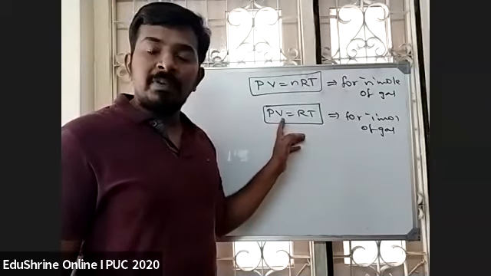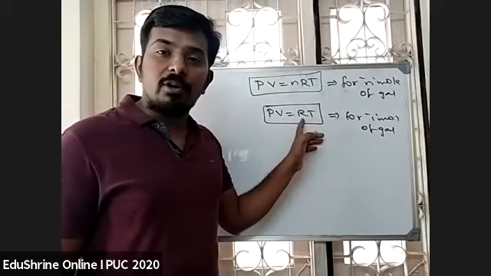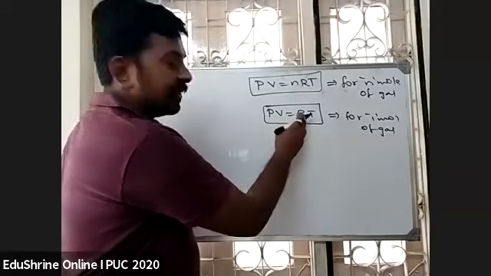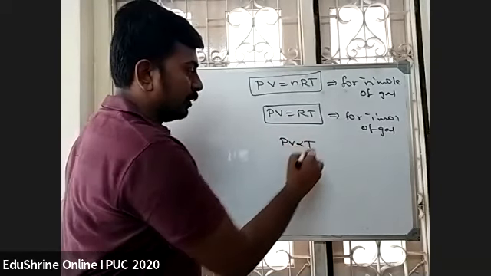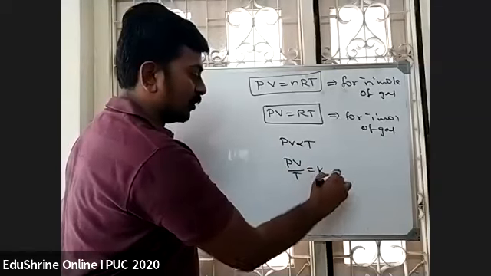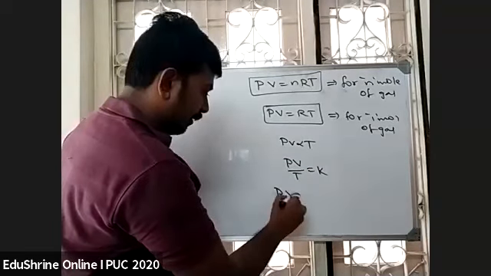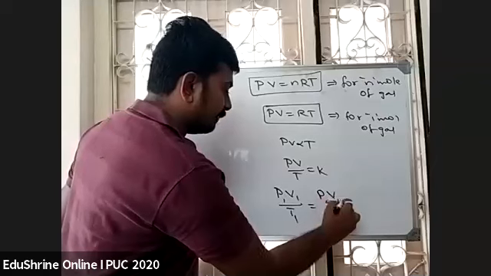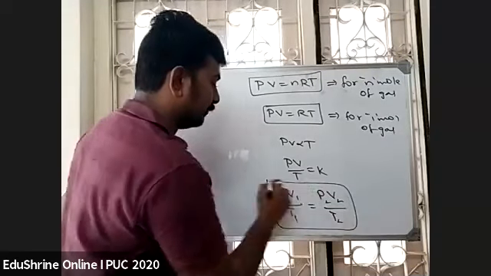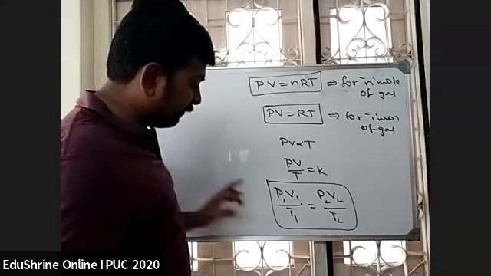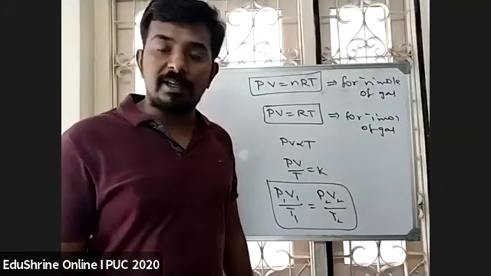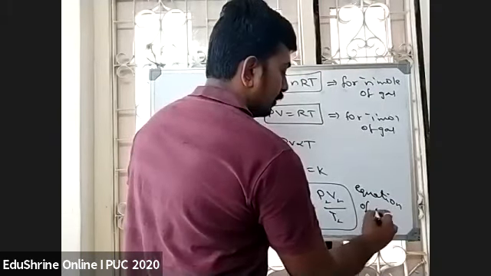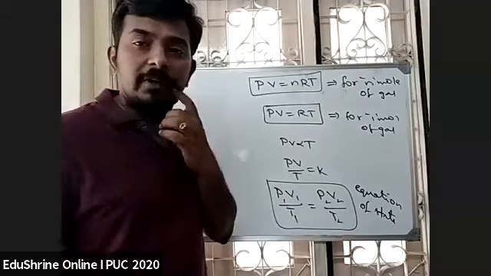Where P is pressure, V is volume, R is universal gas constant, T is absolute temperature, always must be in Kelvin. Then R is a constant, so PV will be directly proportional to T. So PV by T must be a constant K. When all the three, pressure, volume and temperature, are varying, we can use the formula P1V1 by T1 is equal to P2V2 by T2. This is called the equation of state.